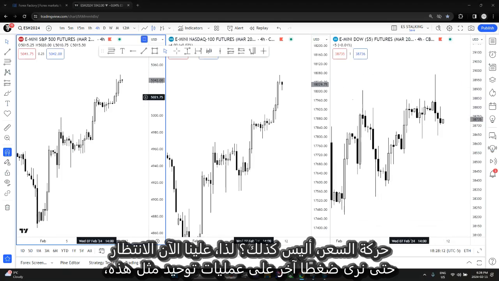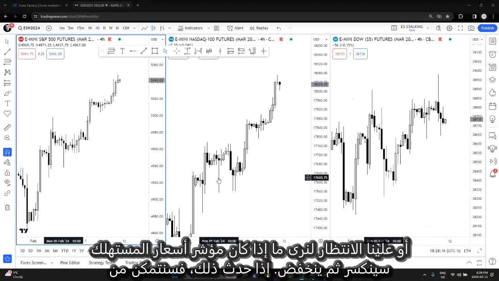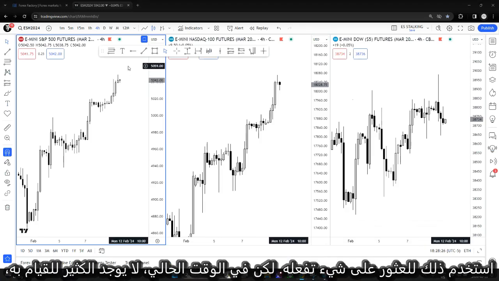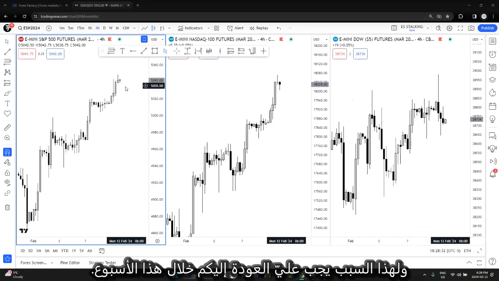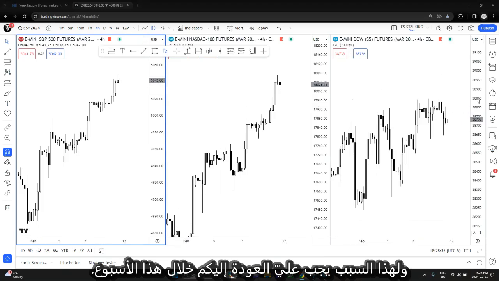So right now, we need to wait until we see price either consolidating like this, or we need to wait and see if CPI breaks up and then displaces lower. If that happens, then we can use that to find something to do. But at the moment, there really isn't much to do, which is why I have to return to you guys during the course of this week.